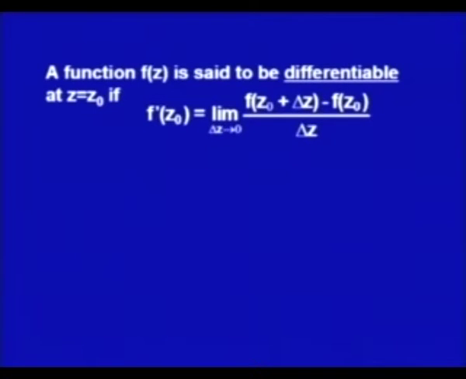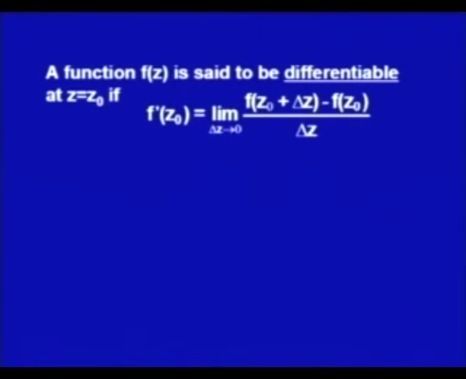After defining limit and continuity of a complex variable function, we are now in a position to define differentiability of a complex variable function f of z. A function f(z) is said to be differentiable at z equal to z naught if limit of the expression f of z naught plus delta z minus f of z naught divided by delta z as delta z tending to 0 exists, and then we say this limit is f dash of z naught or derivative of f at z naught.